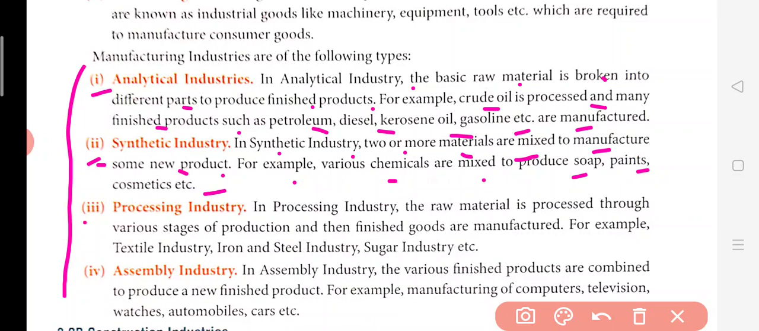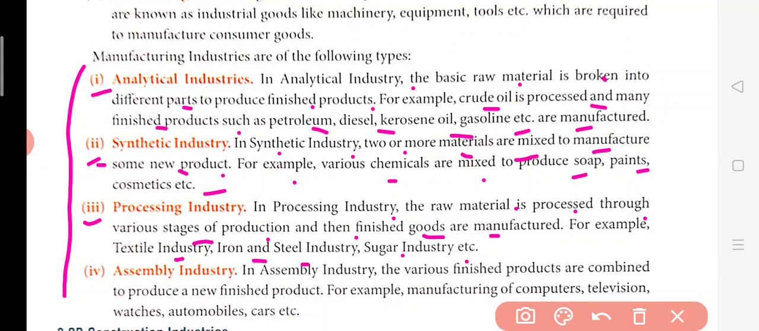Now processing industry. In processing industry, the raw material is processed through various stages of production and then finished goods are manufactured. For example, textile industry, iron and steel industry, sugar industry, etc. Processing industries work in different types of stages of production, and then the finished goods are made.